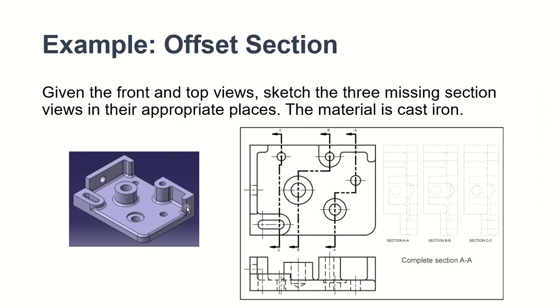Okay, offset. A part is given to you. First you draw them, yeah. We have top and the front views here. I'm going to sketch the 3 missing section views. Why? Because I have 1, 2, and 3. See, A, A, B, B, and C, C. So we start with this, A, and then B, B, and C, C. Your line of sight is looking that way, okay.